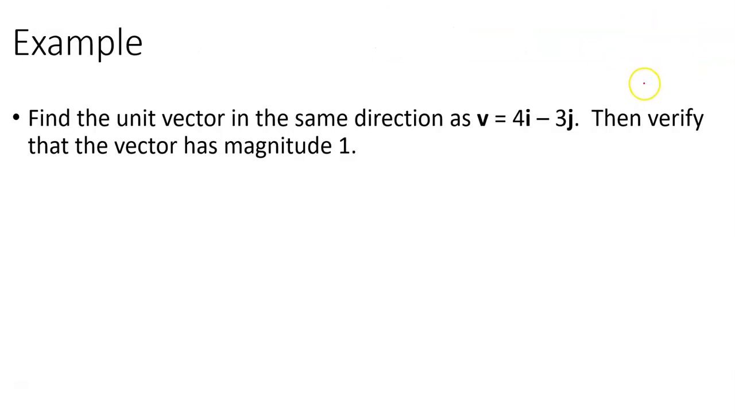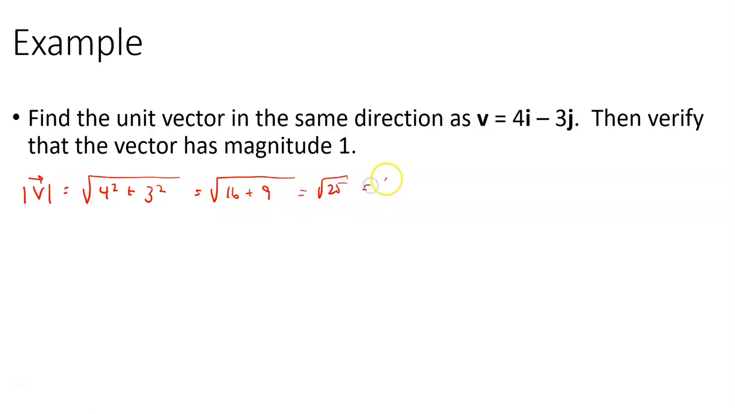So let's try one. Okay, we've got 4i minus 3j. Find the unit vector in the same direction that has a magnitude of 1. So the first question is, what is the magnitude of vector v? The magnitude of vector v is going to be the square root of 4 squared plus 3 squared. Oh, look at this. 4 squared is 16. 3 squared is 9. That gives me the square root of 25, which is 5.